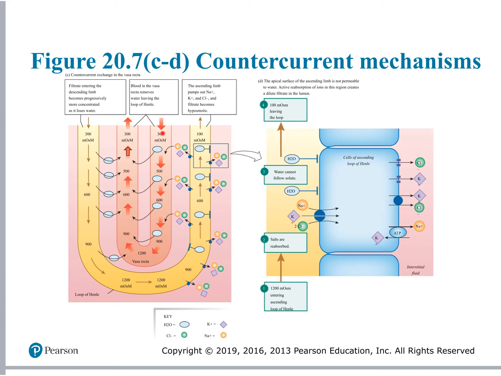We are going to be gaining ions on one side and then gaining water on the other side of the cardiovascular system, the vasa recta. And then in the nephron loop, we are just losing water in the descending limb, and then we're just losing ions in the ascending limb.